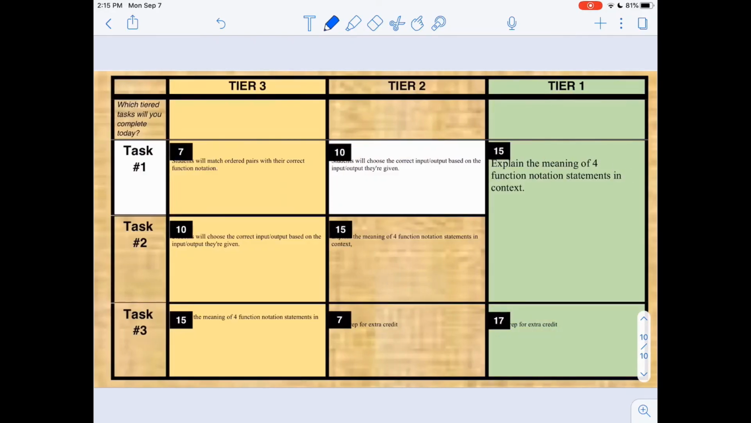Tier 3 students will begin by matching ordered pairs with their correct function notation. Tier 2 students will begin by choosing the correct input or output based on what they're given. Tier 1 students will explain the meaning of 4 function notation statements in context. When you finish, you can do some ACT prep for extra credit.